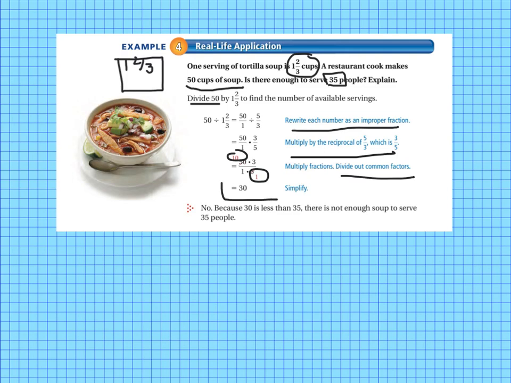is 1. So our giant pot of soup can serve 30 people, but we have 35 people coming, so it looks like we probably need to make more soup. So it says, no, our 50 cups of soup cannot serve 35 people because 30 is less than 35. There's not enough soup.